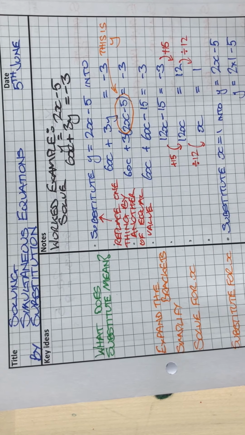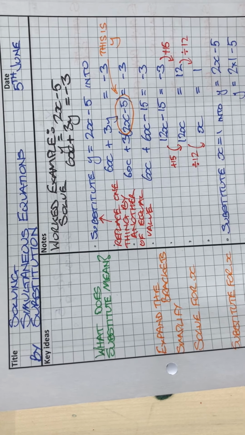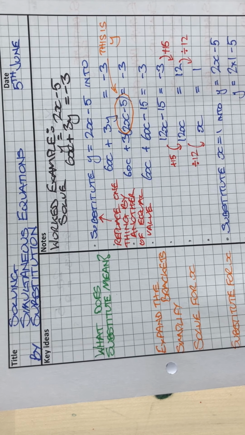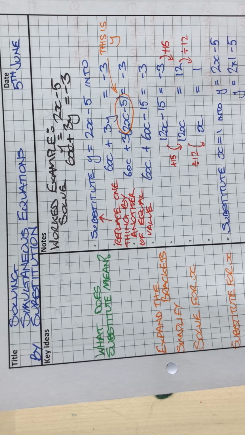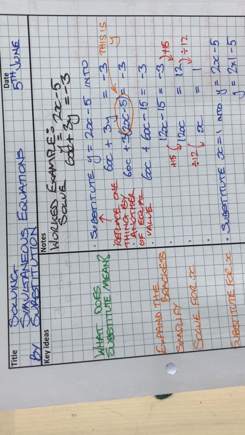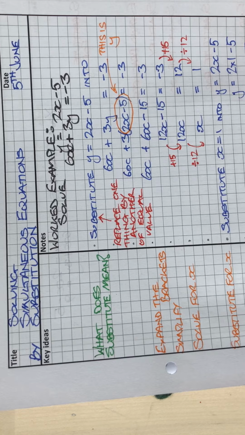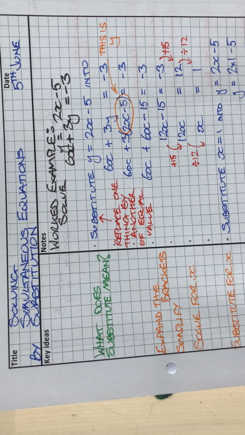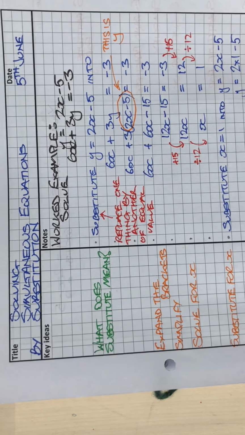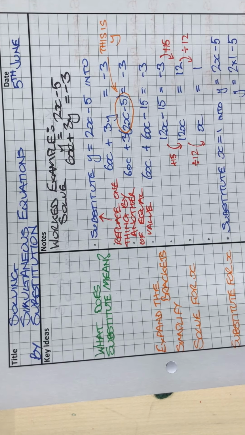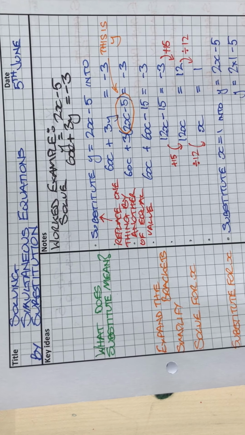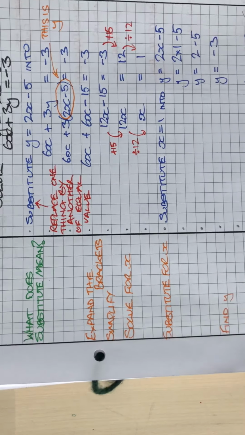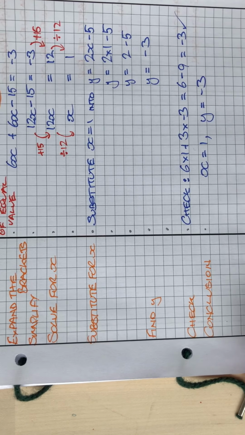Right, let's check that. So the other equation is 6x, that's 6 times 1, add 3y, that's 3 times negative 3. So we've got 6, add negative 9, 6 take away 9 is negative 3. We are correct. Write down your two solutions. Oh, disappeared off the bottom of the page. Sorry about that. There you go.